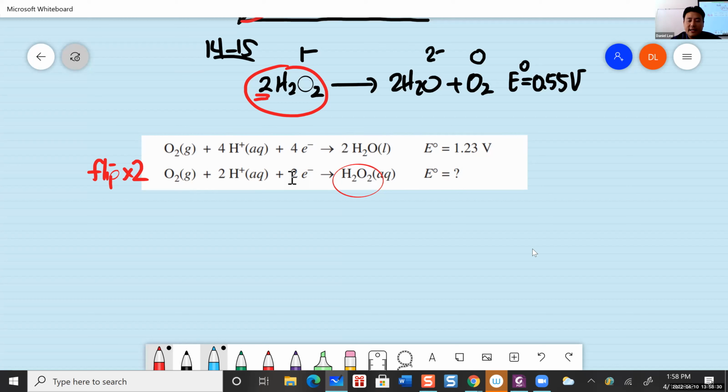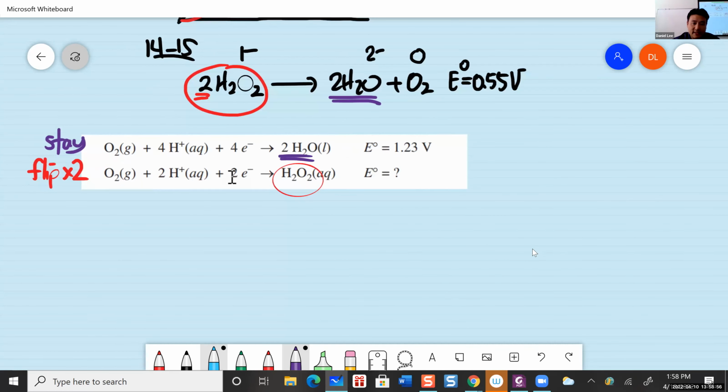However, E does not change value when you double. E can only change when you flip, so it will negate when you flip. For the first equation, my marker is water. I don't want to use oxygen because oxygen is in the first and second equation. Not good. Water is the marker. I notice I want two water on the right. I do have two water on the right, so this one stays. So what this means is that I can now do Hess's law and get to the overall 0.55.